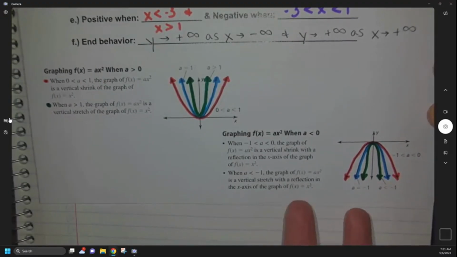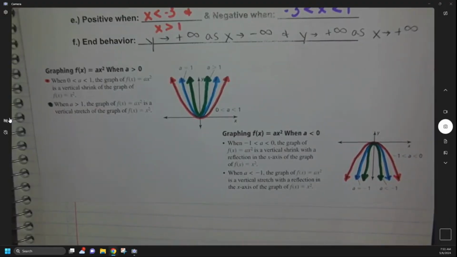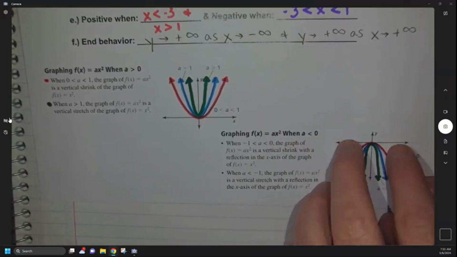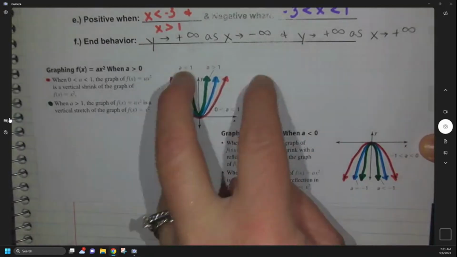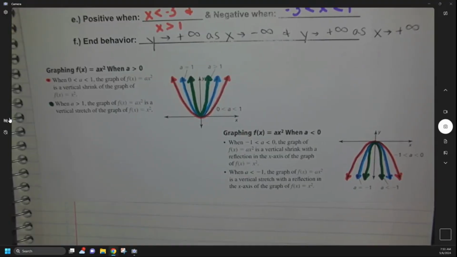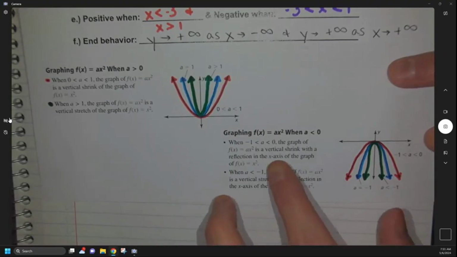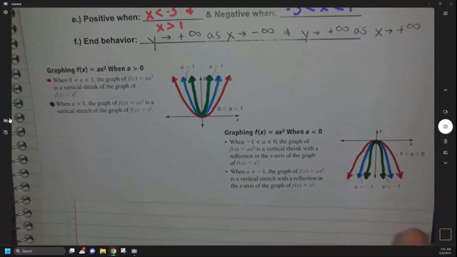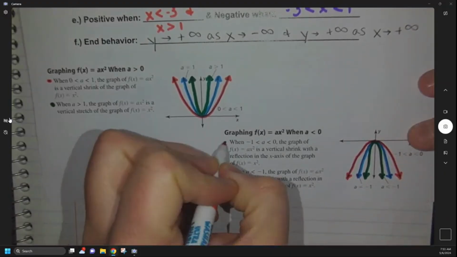And then same idea over here. So when a is less than 0, notice it's flipped our graph, so it's the same thing, but it's just flipped over. When negative a is greater than -1 but less than 0, the graph of f of x is a vertical shrink with a reflection in the x-axis of the graph. So it's flipping it over. That's what the negative does to us. And then it stretches it out here. So this is our red one.